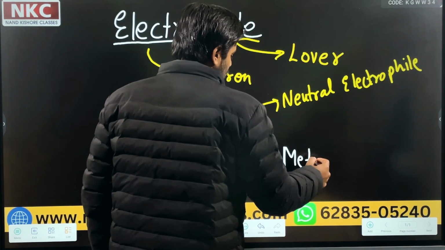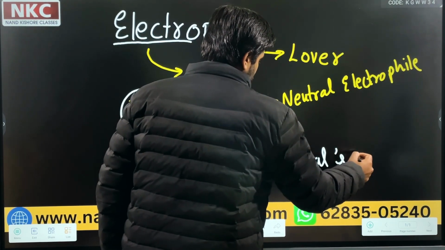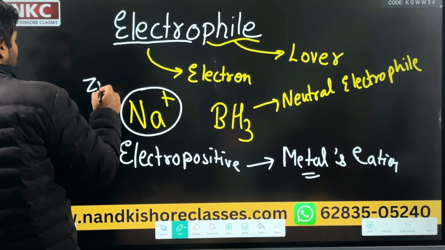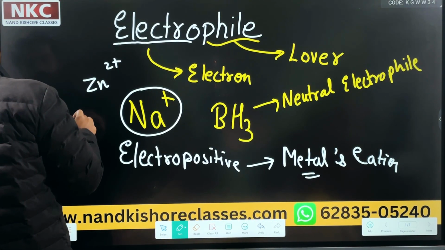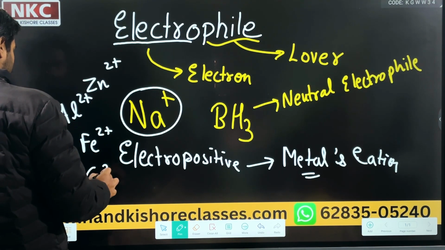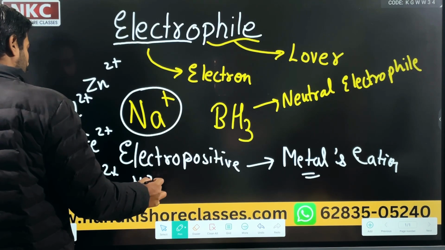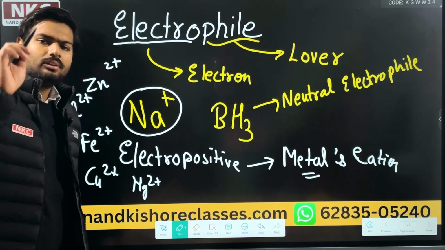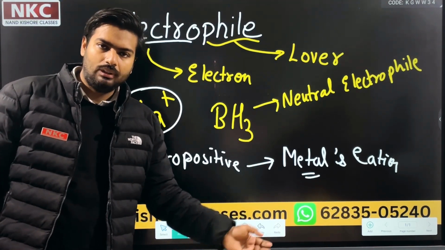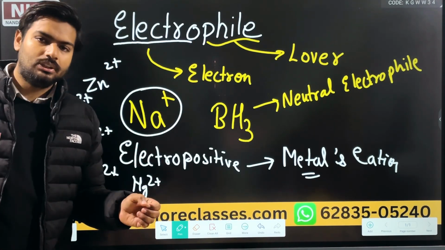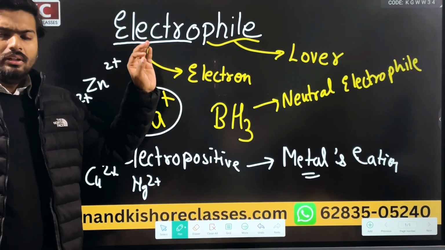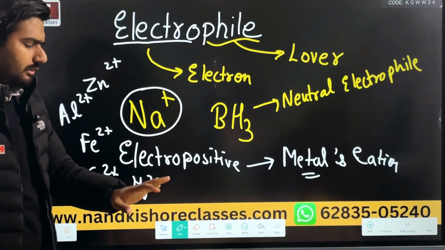Generally metal cations become electrophiles, like Na plus, Zn2 plus, Al3 plus, Fe2 plus, Cu2 plus, Hg2 plus. These all are electrophiles, students, but they are cation based. There are also neutral electrophiles, and sometimes negatively charged ones are also there. So the point of electrophile, I think it is clear to you.